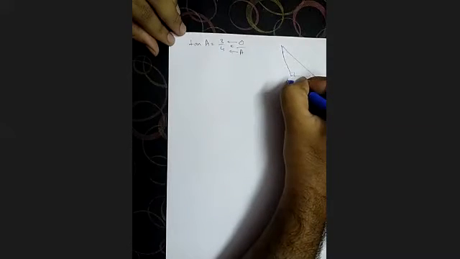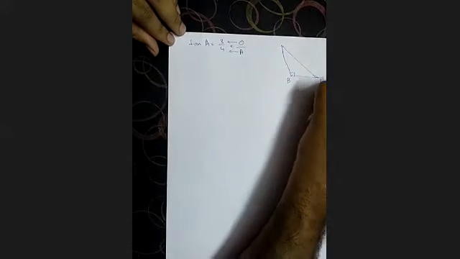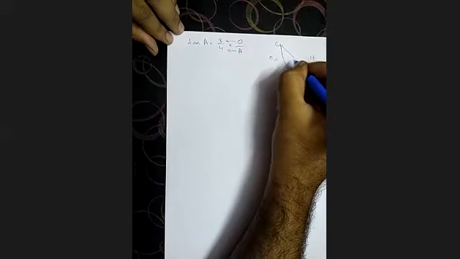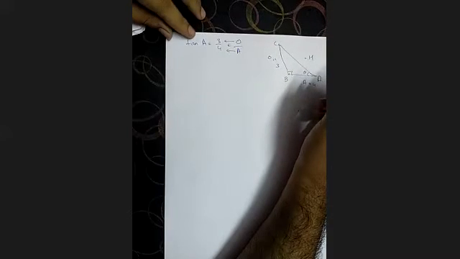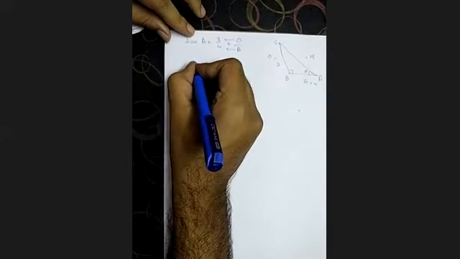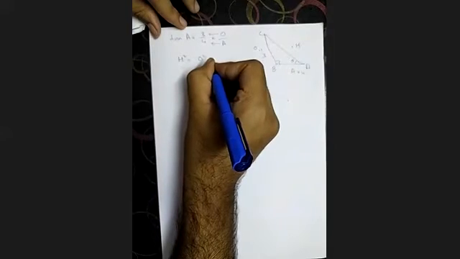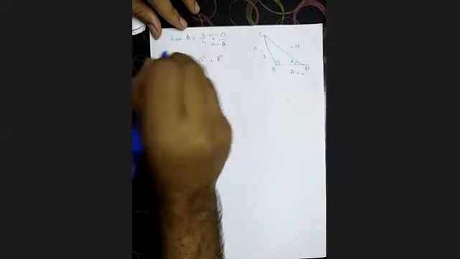So let's draw the triangle. Okay, theta is at A. So this is our opposite, this is adjacent, this is hypotenuse. Opposite is equal to 3, adjacent is equal to 4. Now to find hypotenuse, you have to use Pythagoras theorem. Very good, Zen. So what is Pythagoras theorem? Square of hypotenuse is equal to opposite square plus adjacent square.